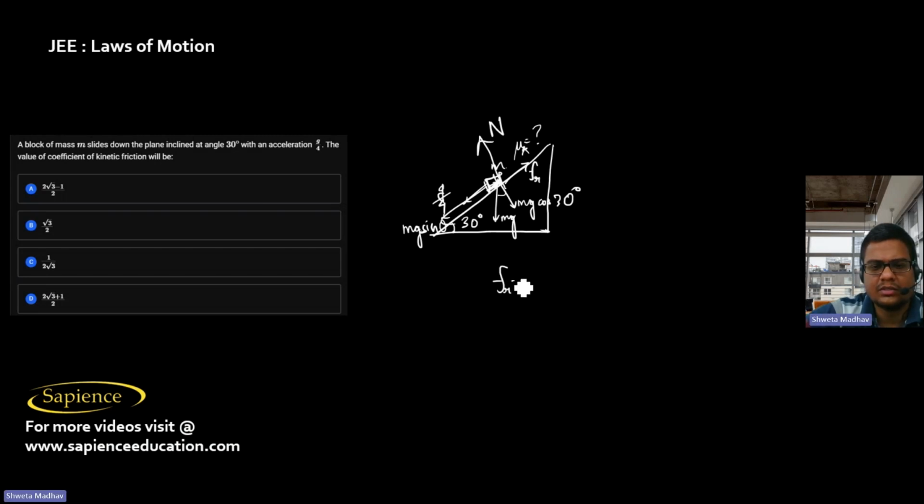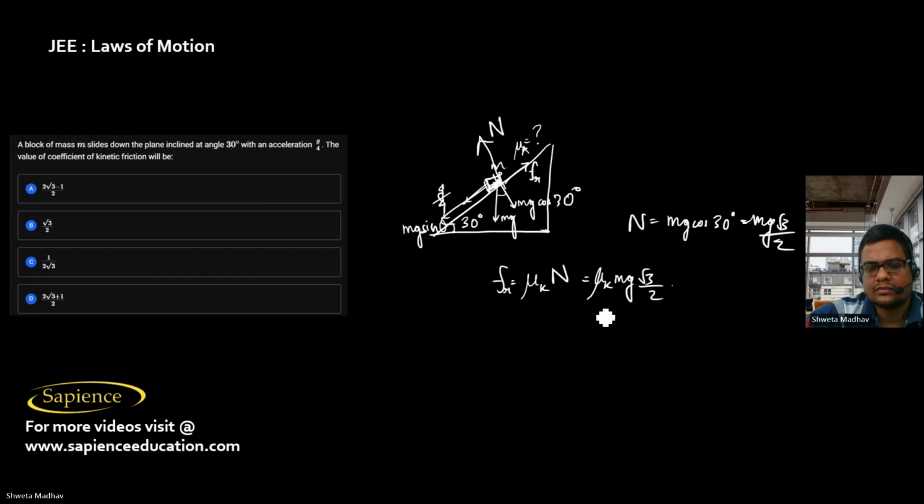The friction will be equal to mu k into n, since here kinetic friction only will act, and n will be equal to mg cos 30. That is equal to mg into root 3 by 2. So this will be equal to mu k into mg into root 3 by 2.